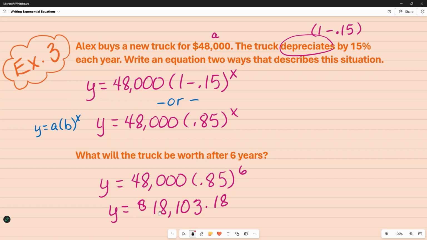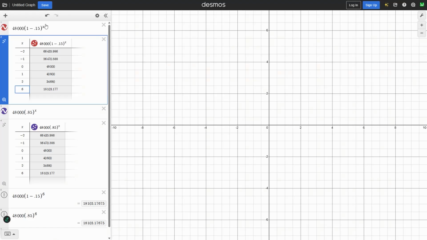The amount will be $18,103.18. When we are talking money, the dollar sign comes first, and then we have 2 places after the decimal, which represents your cents. If you look in Desmos, this is the 4 ways that you can show it. The first way, use your table, type in the number that you're looking for. It will give you the output.